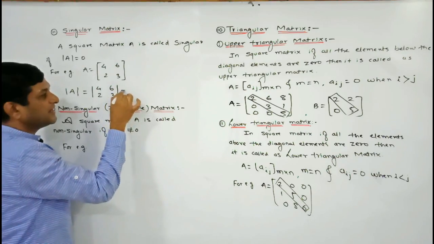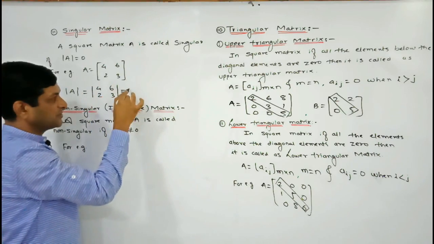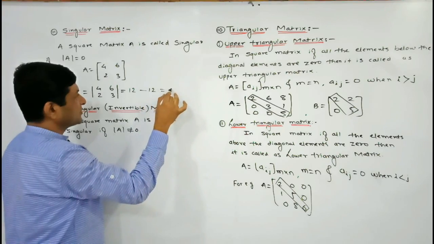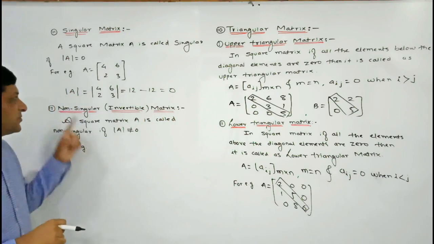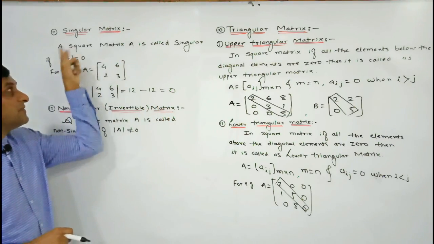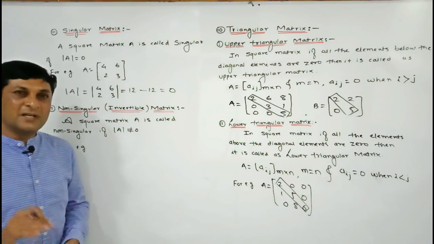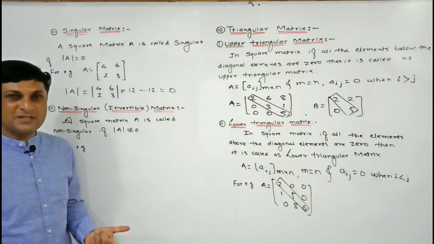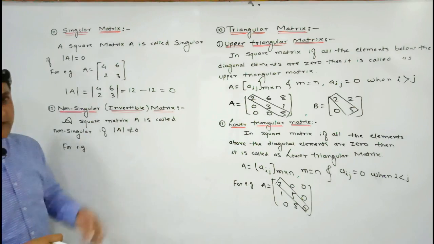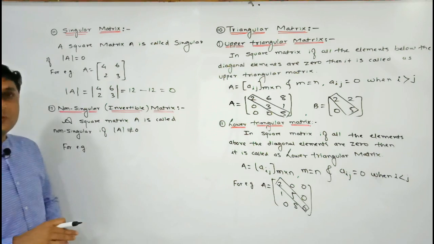Now whenever we are finding the determinant, first take the product of the diagonal elements, 4 threes are 12, then take the product of the other diagonal elements, 6 into 2 is what? 12. So 12 minus 12 is 0. So here we can observe that the value of the determinant is equal to 0. So we can say that this matrix satisfies the condition in the definition, and that's why such matrices are called singular matrices. So the simple definition is: if the determinant is equal to 0, at that time the matrix is a singular matrix. And it is called non-singular if the determinant is not equal to 0.